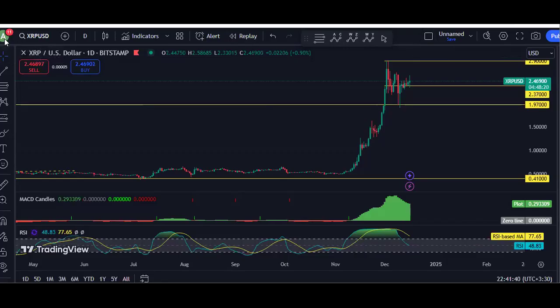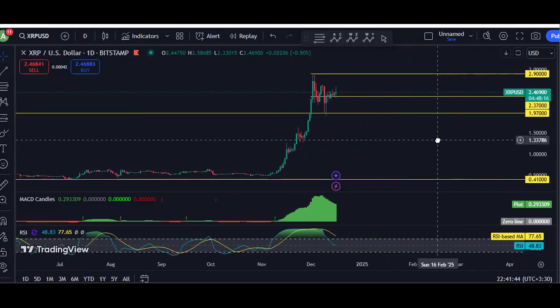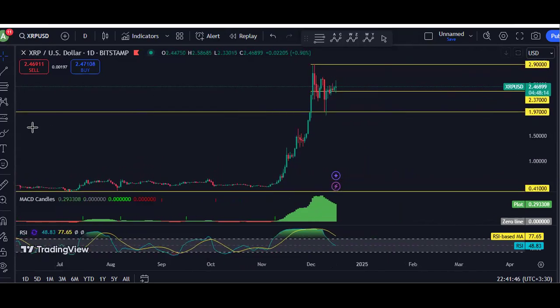XRP, we start with the daily chart. I want to give you a quick update. After the price tagged 2.9, right now we are within the daily correction. Now what's next? Whether the price can continue from here, or we can expect the next drop before we see the continuation. Anyway, at this point, first it depends on the overall market.